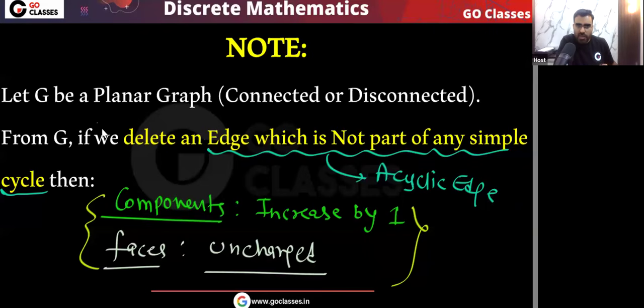So you can see, from any planar graph, in any planar representation, if we delete one edge which is not part of any simple cycle, meaning we delete an acyclic edge, then remember the number of components will increase by 1 only, and the number of faces will be unchanged. This is what will happen.